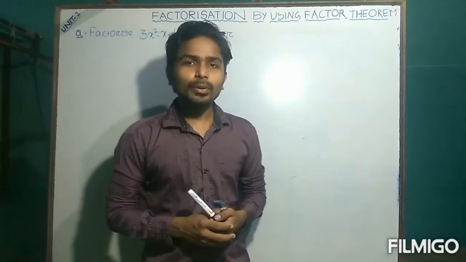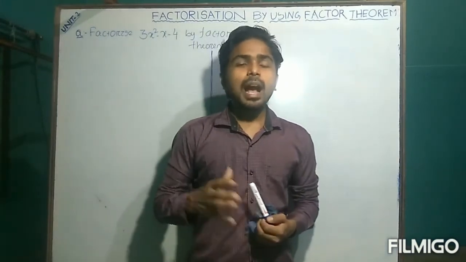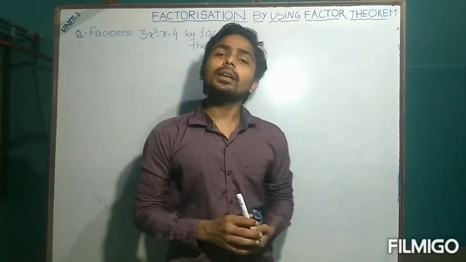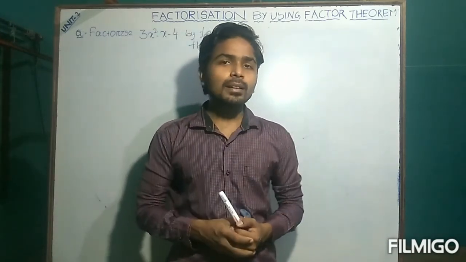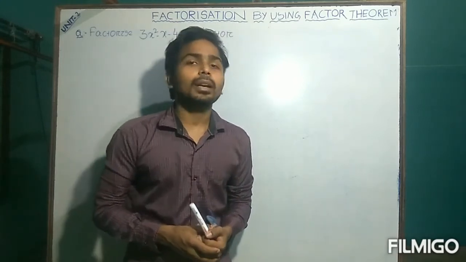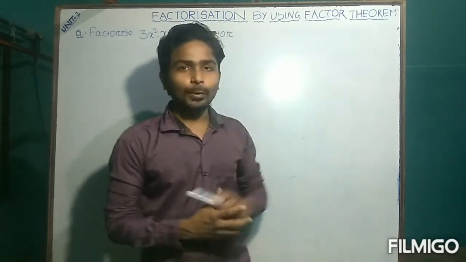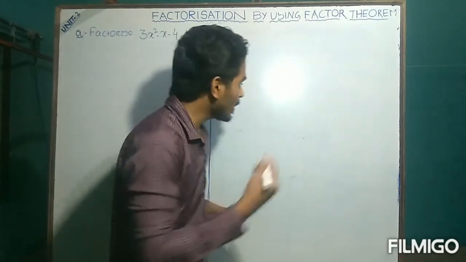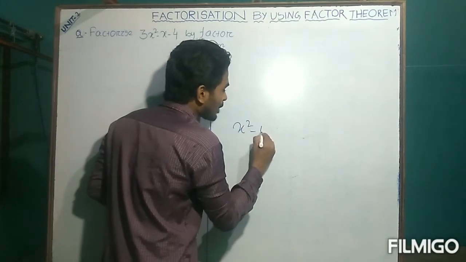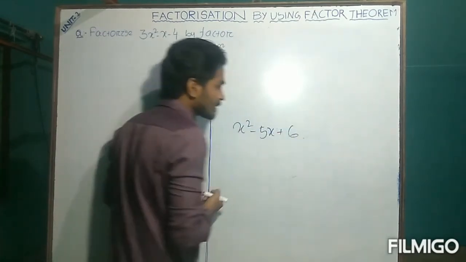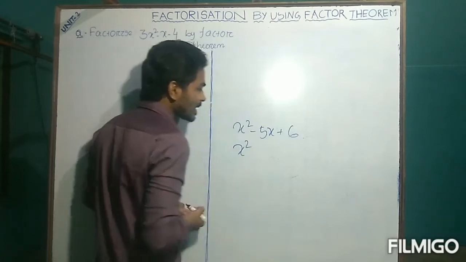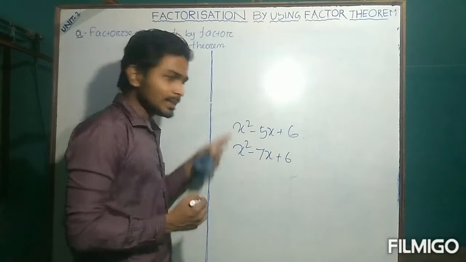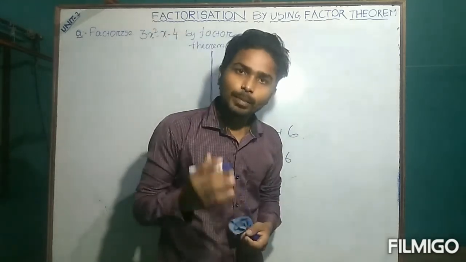Good morning everyone. So in the previous classes we have discussed how to factorize a quadratic polynomial into the product of two linear polynomials, and those two linear polynomials must be the factors of the quadratic polynomial using the factor theorem. Okay, in those classes we have discussed two examples. For example, x square minus 5x plus 6, this is the first one, and the second one is x square minus 7x plus 6. These are the two examples that we have taken in the previous class.